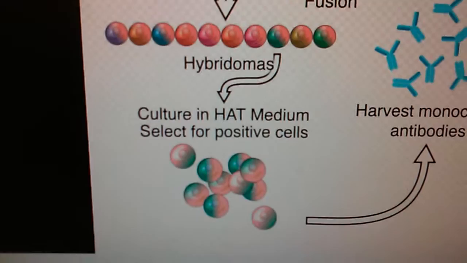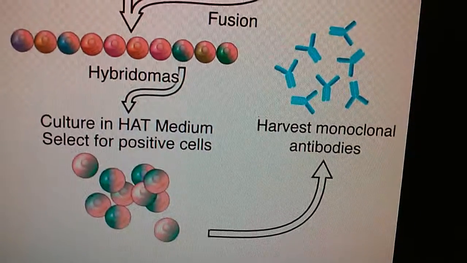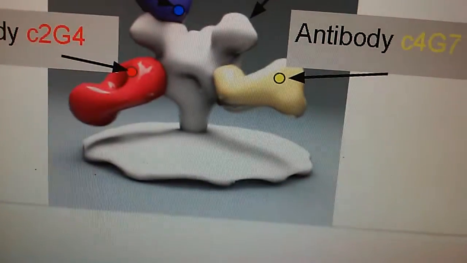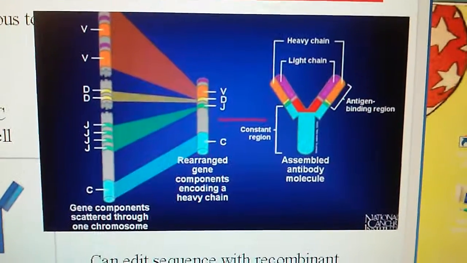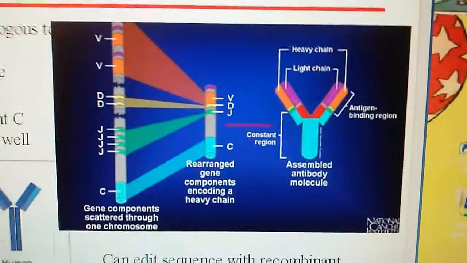Finally, you'll have a series of hybridomas which have different antibodies, and you select the ones with the best binding affinities using techniques like ELISA or Western blot. So the result is that you have an animal antibody, and this can be rejected by a human immune system. So you need it to be humanized.